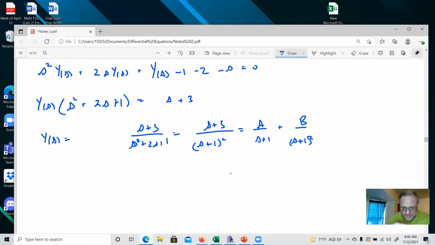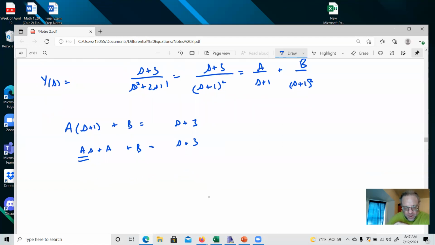Okay, let's go ahead and sort this out. We're multiplying both sides by s plus 1 squared, so there's going to be an s plus 1 times A, plus B is equal to s plus 3. So we have As plus A plus B is equal to s plus 3. Equating the coefficients, all the stuff with s's in it over here has got to equal the stuff with s's over there. So A equals 1.